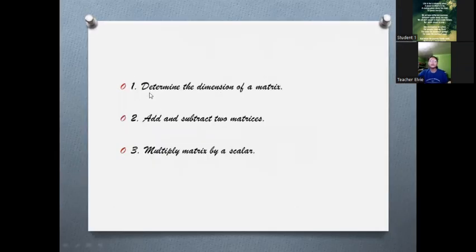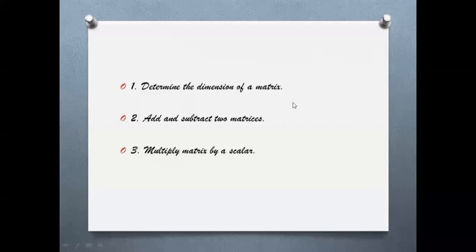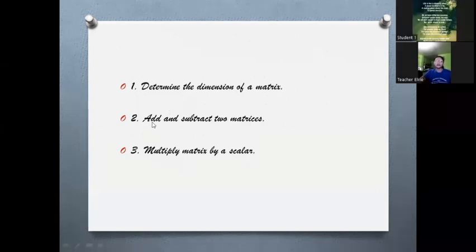So I think we already achieved our lesson objectives. First, determine the dimension of a matrix. Do you already know how to determine the dimension of a matrix? Very good. Second, add and subtract two matrices. Do you know how to add and subtract two matrices? That's right. Very good, class. Lastly, multiply a matrix by a scalar. So we already know how to multiply a matrix by a scalar. Just multiply all the elements in a matrix by the one element of the scalar matrix.